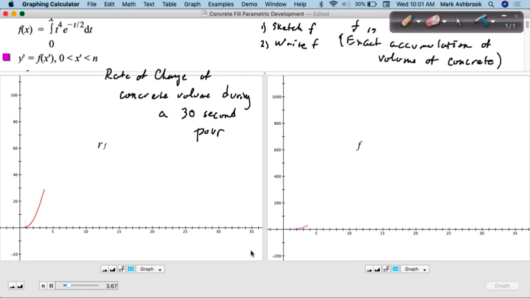So for the units on the y-axis, it's minutes, not seconds. Meters cubed per minute. And then meters cubed on the horizontal axis. So how are you going to create that graph from these 2?